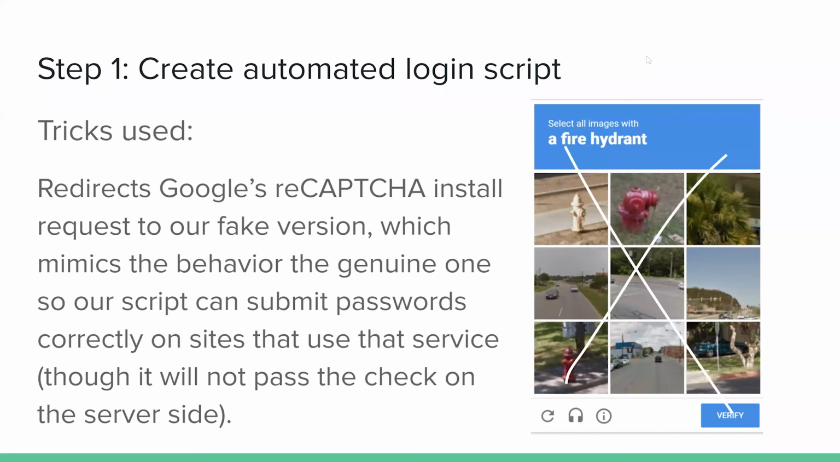We have employed some tricks in our automated login script, and the most noticeable ones are directed against Google's reCAPTCHA, which is especially annoying because it is designed to prevent bots like our script from accessing the resources on the website. So in order to resolve this issue, we created a fake version and redirected Google's reCAPTCHA install request to the fake version we created. That fake version mimics the behavior of the genuine one, so our script can submit passwords correctly.